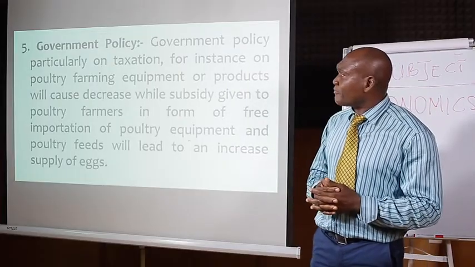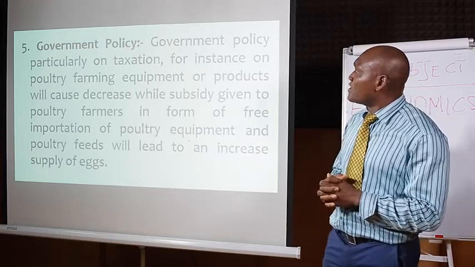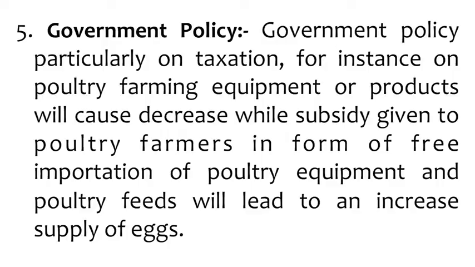Number 5, government policy. Government policy, particularly on taxation, for instance, on poultry farming equipment or products, will cause a decrease, while subsidy given to poultry farmers in the form of free importation of poultry equipment and poultry feeds will lead to an increase in supply of eggs. Government policy, especially in taxation.